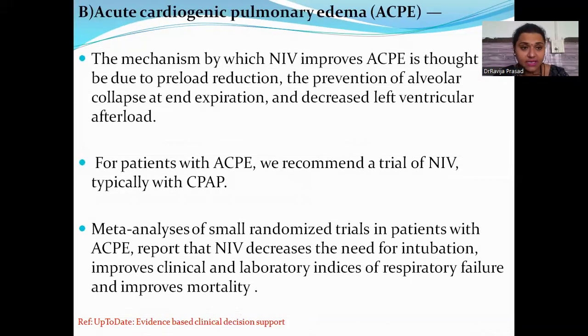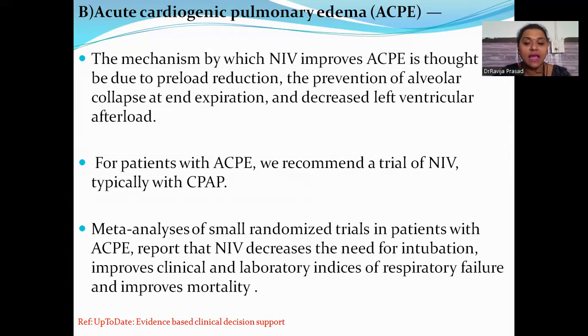Now, the second indication is acute cardiogenic pulmonary edema, that is ACPE. The mechanism by which NIV improves ACPE is due to preload reduction, the prevention of alveolar collapse at end expiration, and decrease of left ventricular afterload. For patients with ACPE, we recommend a trial of NIV, typically with CPAP.